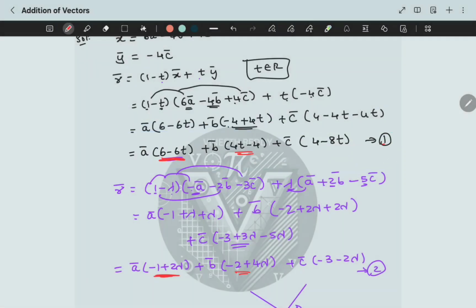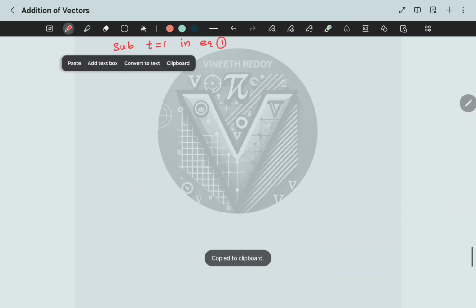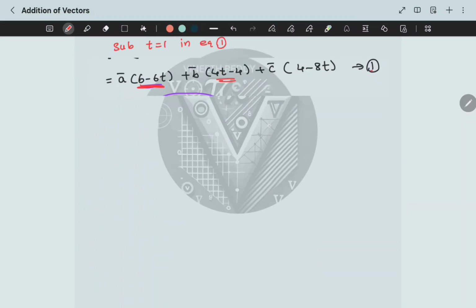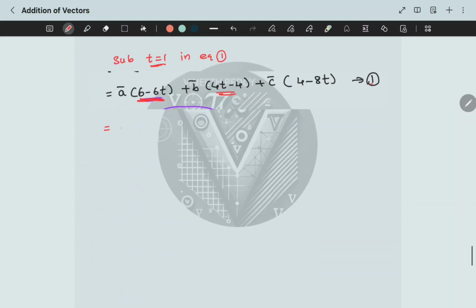Let me copy it. Let me paste it here. So this is equation 1. If I replace t equals 1 in this, we get A bar into 6 minus 6 plus B bar into 4 minus 4 plus C bar into 4 minus 8. So ultimately we get a null vector.